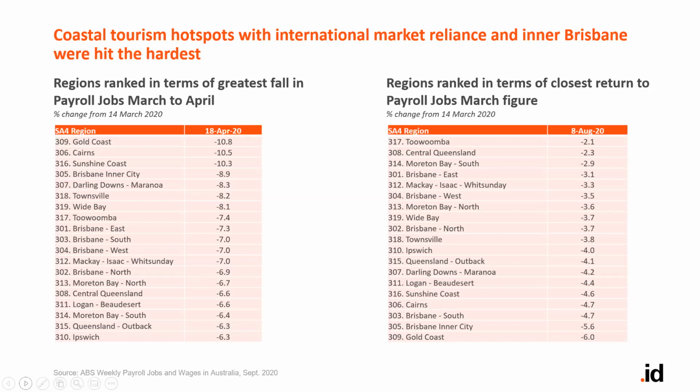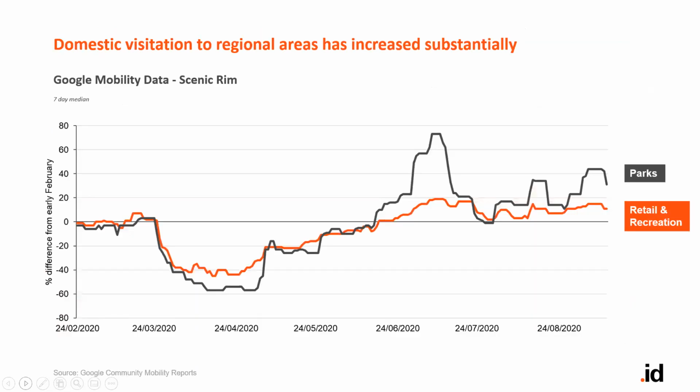Our regions ranked in terms of closest return to payroll jobs. So these are the regions that have recovered the quickest, we're looking at Toowoomba, Central Queensland, Moreton Bay South, Brizzy East, Mackay, Isaac, Whitsunday. Agriculture has been really driving some of that return, and we also see in some of those areas, Mackay, Isaac, Whitsunday, by the mining sector.